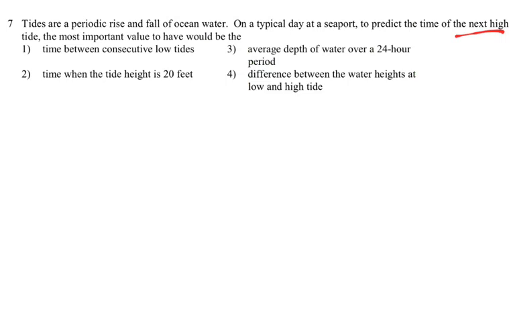Now, number 7. When you look at this question, we're looking for the next high tide time. The key words here are next high and also the time. What we are actually looking for here is the period. If you know the period, the cycle, then we'll be able to predict the next high tide. Since we're looking for the period, the only thing that would satisfy this one would have been choice 1, time between consecutive low tides.